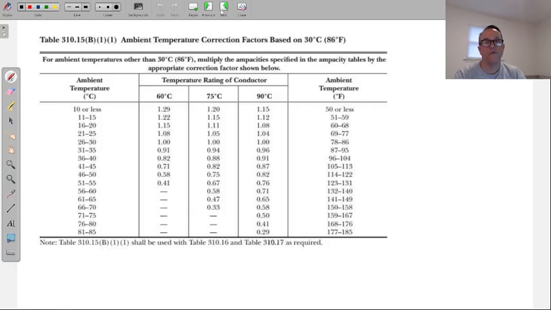So let's jump over to the ambient temperature correction factors. First thing to point out, just a reminder from yesterday, this takes effect the second we go above 30 degrees Celsius or 86 Fahrenheit. Just as I was mentioning, the amperage for those conductors in 310.16 is based off of 3 current-carrying conductors in the conduit, no more than that. The same thing for the temperature: it is based off of 86 degrees Fahrenheit or 30 Celsius.